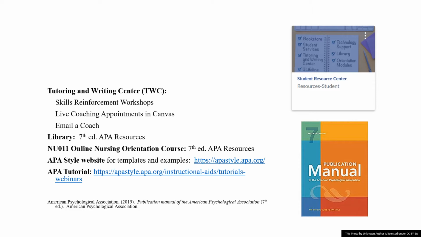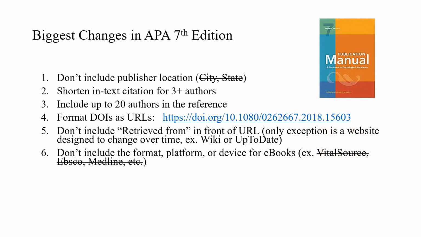One of the quickest resources for APA is going to the APA Style website to use the APA Style and Grammar Guidelines to find templates and examples of all APA formatting. Also, if you haven't done so already, I encourage you to do the APA tutorial to get a quick overview of 7th edition APA. The next two slides list the biggest changes from APA 6th edition to APA 7th edition.